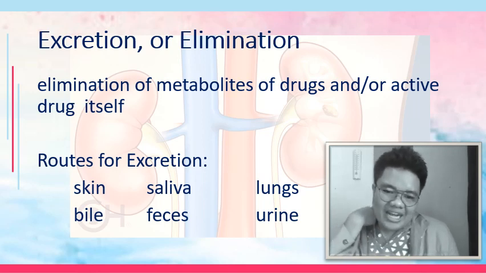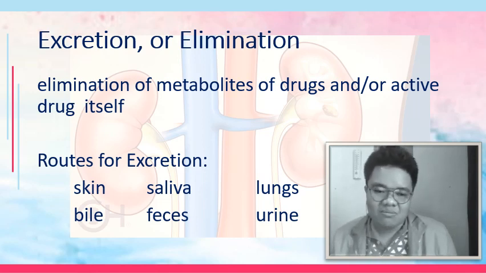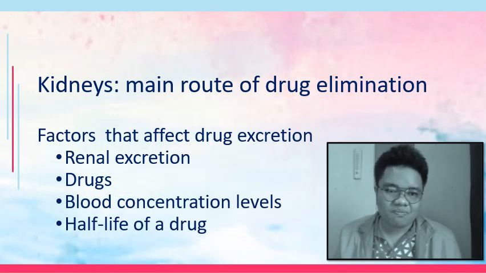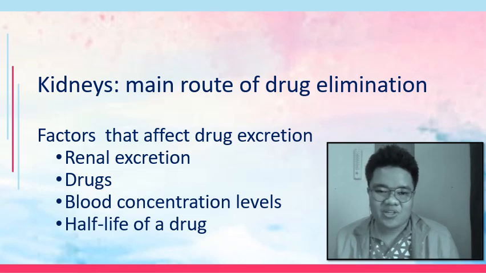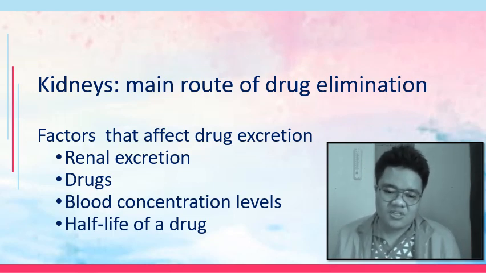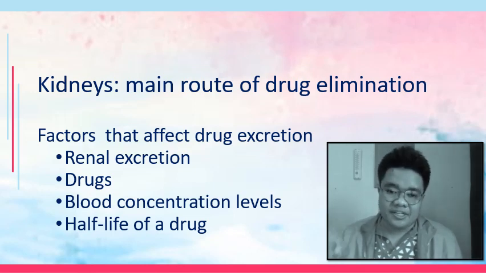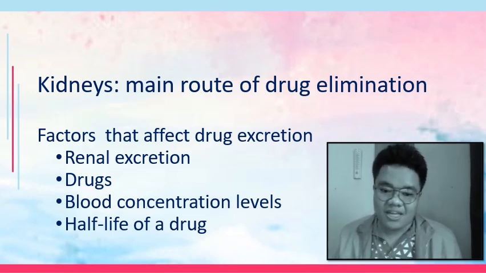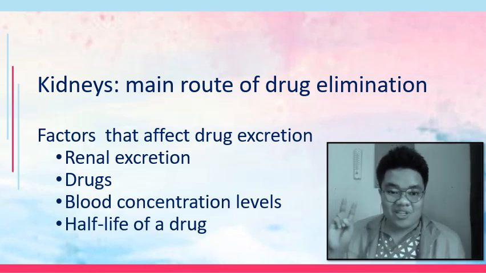Remember that acidic urine, for example, promotes elimination of weak basic drugs, and alkaline urine would have the contrary effect. Then kidneys. As mentioned, the kidney is the main route of drug elimination. The factors that affect drug excretion: one, your renal excretion. If your BUN and creatinine are increased, what do you think is the implication? Your BUN and creatinine are laboratory tests used to check your kidney function. If BUN and creatinine are increased, that would mean that there is a problem in your kidney.